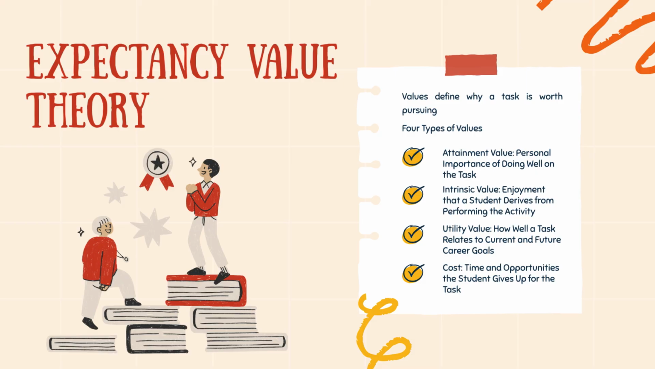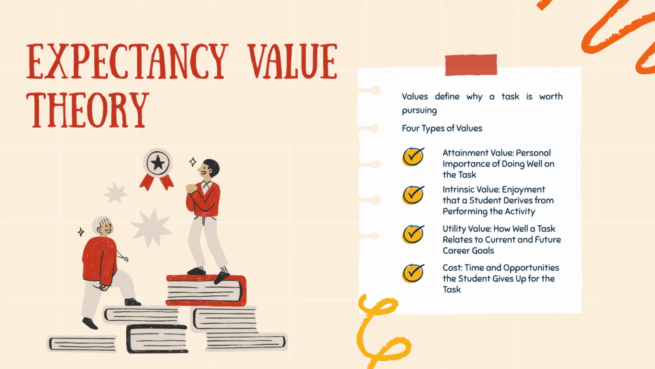Next, we have utility values. That's how well a task relates to current or future career goals. For example, if someone desires to get into a particular college, they're likely going to try and perform better in school so they can reach a 4.0 GPA. That way, they can be accepted by their desired college or university.